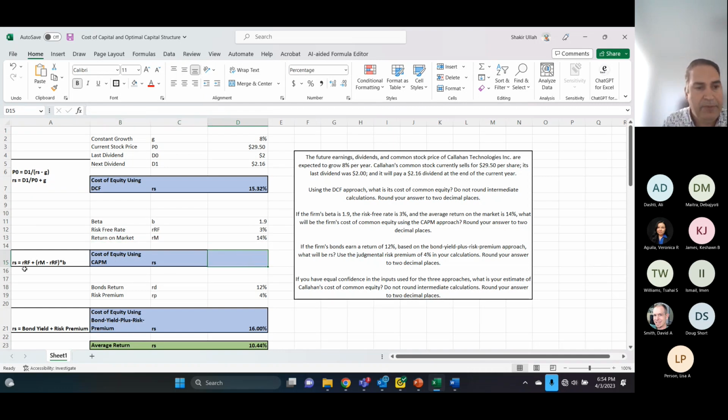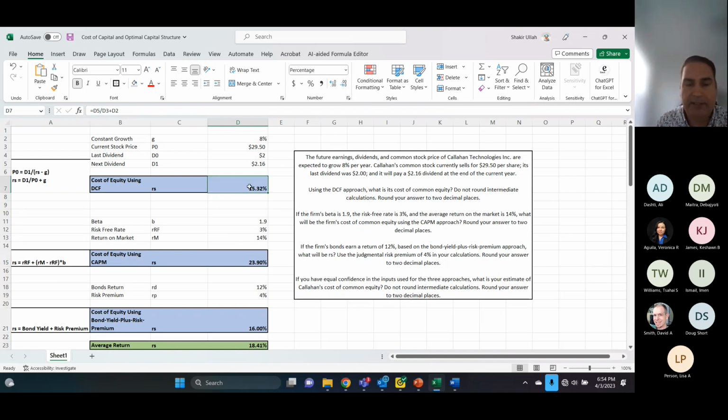And what is the CAPM equation? That is RS equals RRF plus (RM minus RRF), which is the risk premium on the market, multiplied by the beta. So we take the risk-free rate plus, in parentheses, the market return, which is 14%, minus the risk-free rate, 3%, multiplied by the beta of the company. This formula gives us the cost of equity as 23.9%.